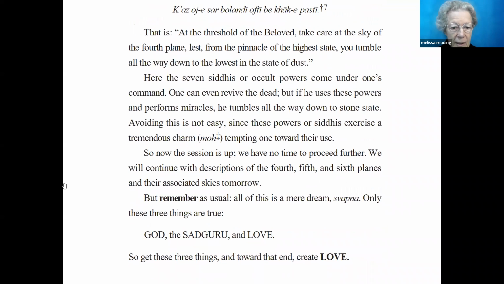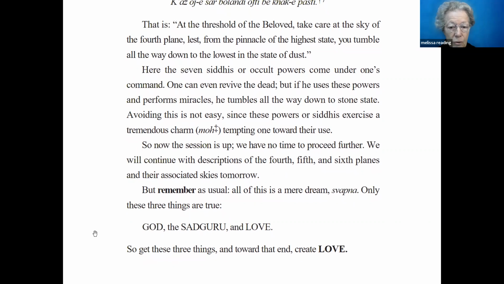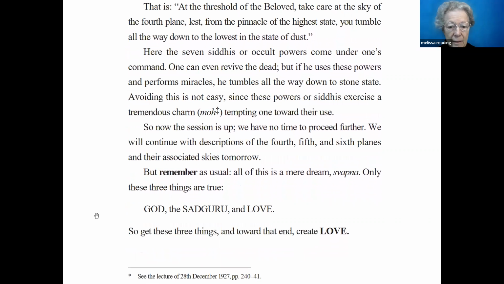So now the session is up. We have no time to proceed further. We will continue with descriptions of the 4th, 5th, and 6th planes and their associated skies tomorrow. But remember, as usual, all of this is a mere dream, svapna. Only these 3 things are true: God, the Sadguru, and love. So get these 3 things, and toward that end, create love.